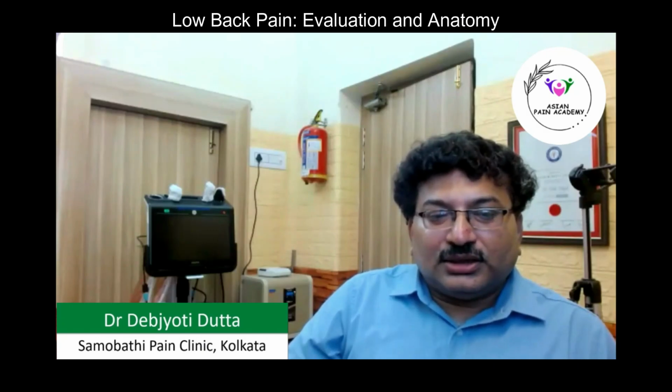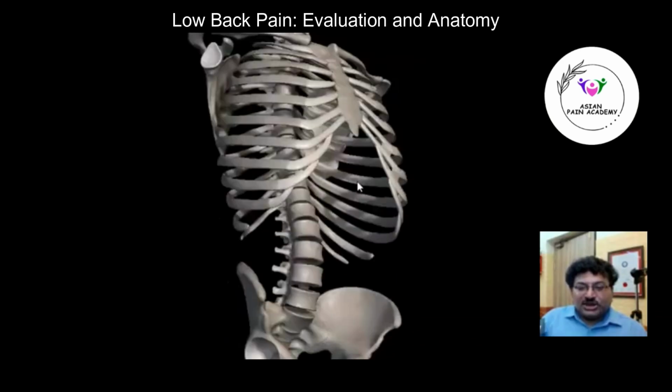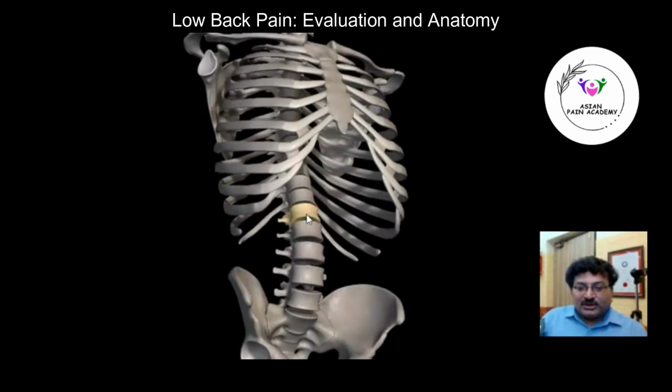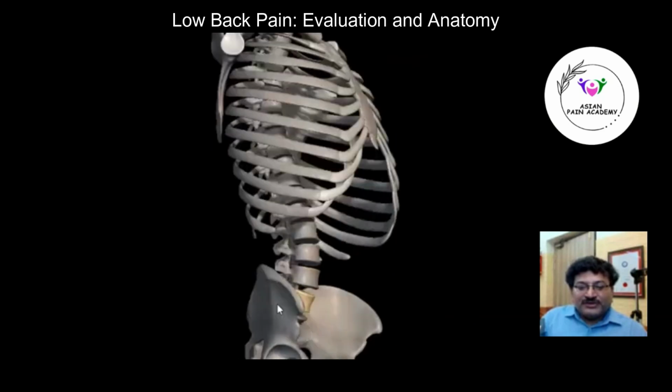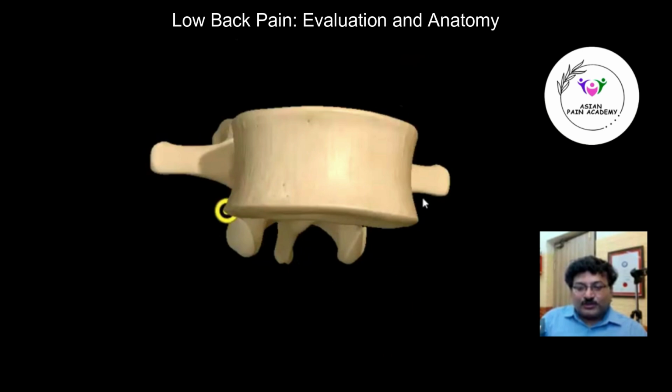Recapitulation of the lumbar spine anatomy. We have 5 lumbar vertebrae, starting from lumbar 1, lumbar 2, lumbar 3, lumbar 4, and lumbar 5. Now, if we see any vertebral body, it has the following components.